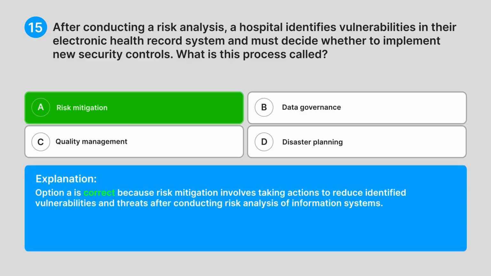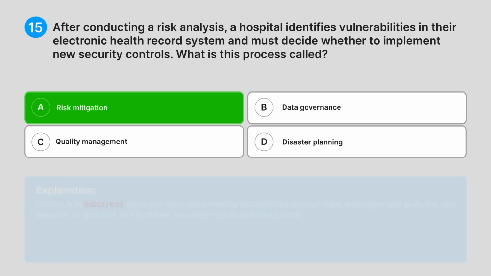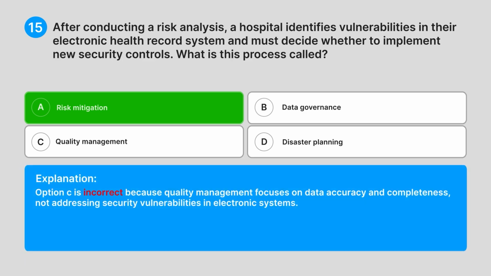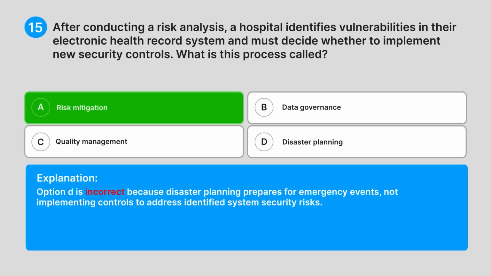Explanation: option A is correct because risk mitigation involves taking actions to reduce identified vulnerabilities and threats after conducting risk analysis of information systems. Option B is incorrect because data governance establishes overall data management policies, not specific responses to identified security vulnerabilities found. Option C is incorrect because quality management focuses on data accuracy and completeness, not addressing security vulnerabilities in electronic systems. Option D is incorrect because disaster planning prepares for emergency events, not implementing controls to address identified system security risks.